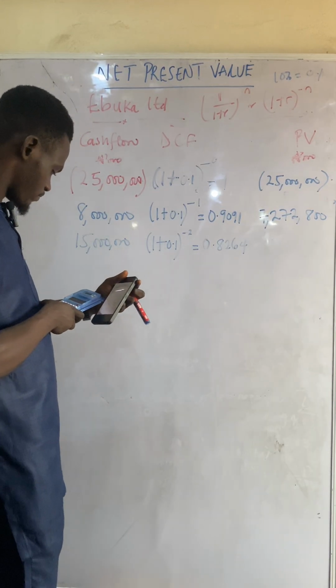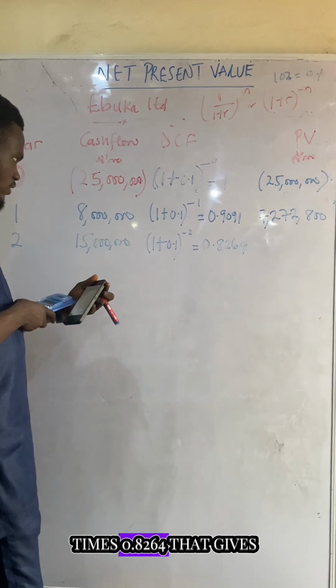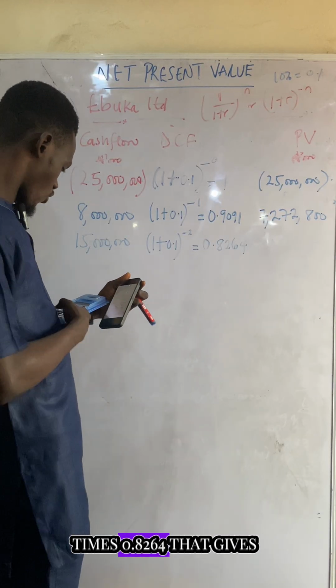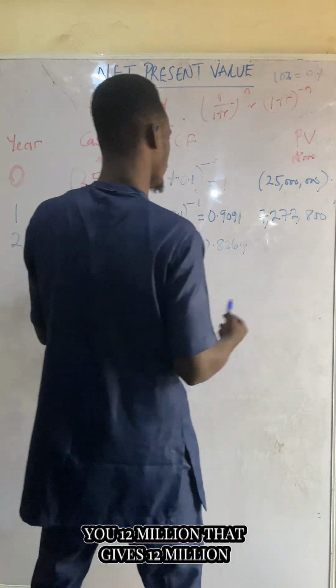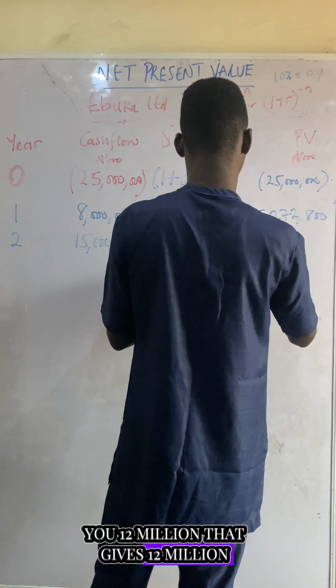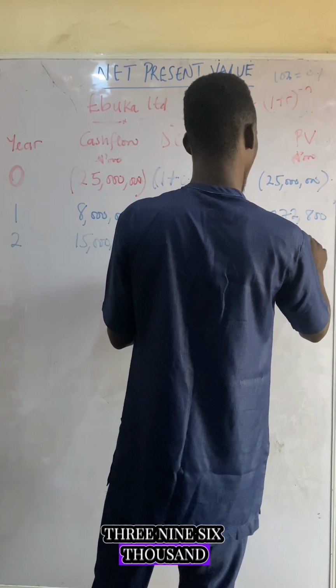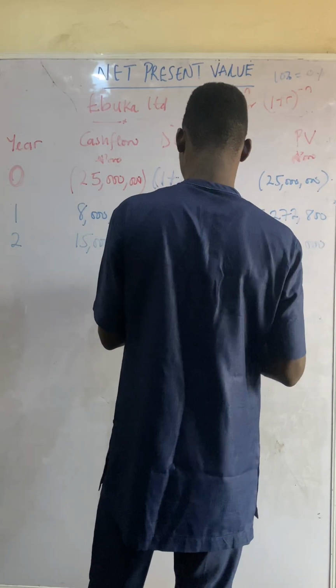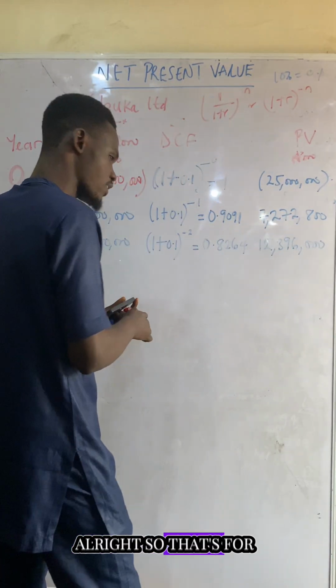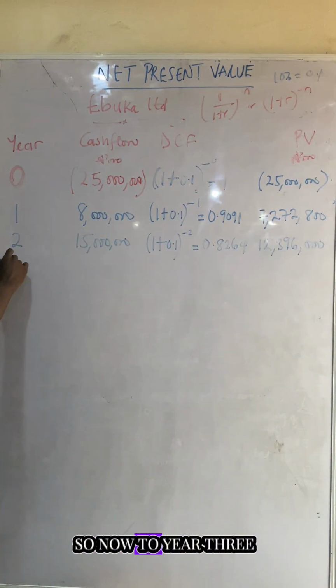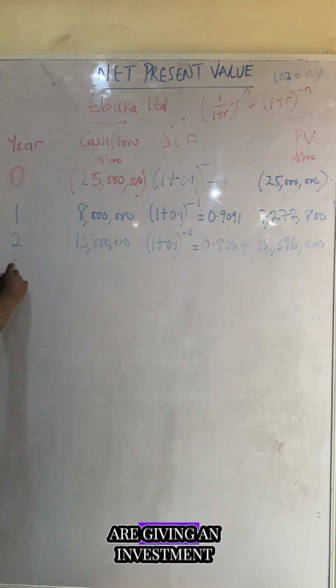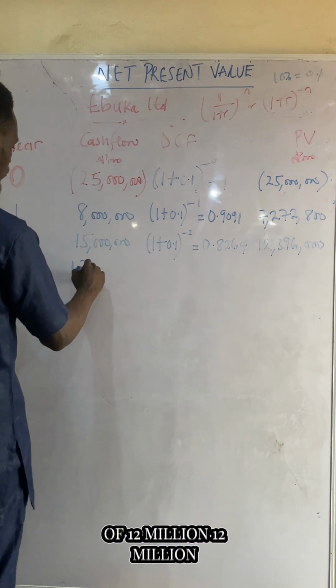15 million times 0.8264. That gives you 12 million 396,000. All right, so that's for year 2. I think we're moving gradually. So now to year 3. Year 3, we are giving an investment of 12 million.